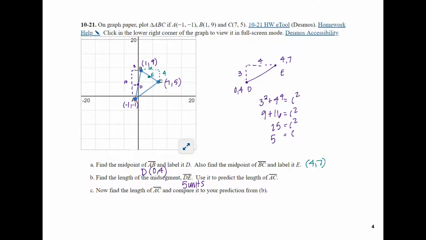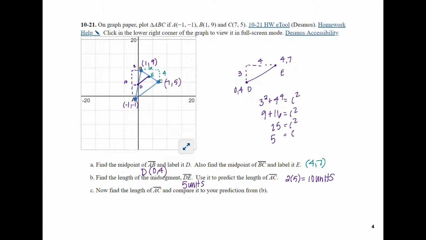Use it to predict the length of AC. If we are looking at these two triangles, DE should be half of AC, so 2 times 5 should tell me that AC is approximately 10 units long.